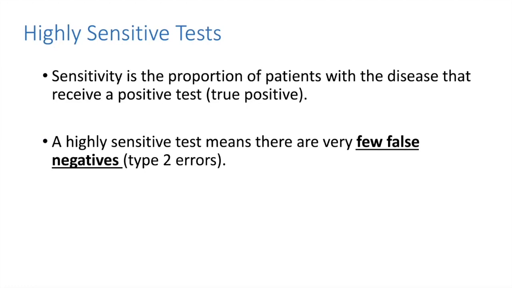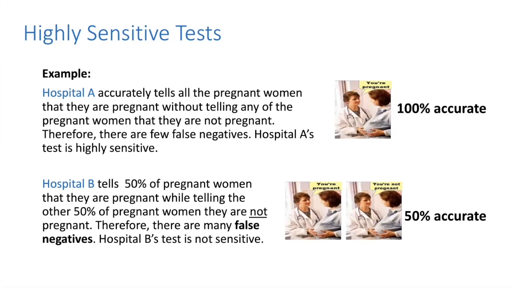Next, we have highly sensitive tests. Sensitivity is a proportion of patients with the disease that receive a positive test or true positive results. A highly sensitive test means that there are very few false negatives or type 2 errors. Below is an example of this. Hospital A accurately tells all pregnant women that they are pregnant without telling any of the pregnant women that they are not pregnant. Therefore, there are few false negatives. Hospital A's test is highly sensitive. In this picture, 100% of pregnant women are told they are pregnant.